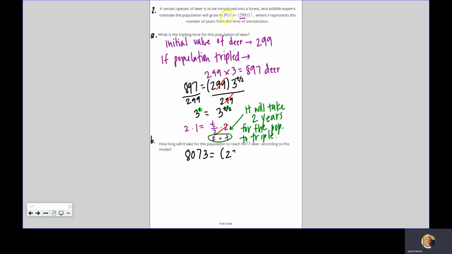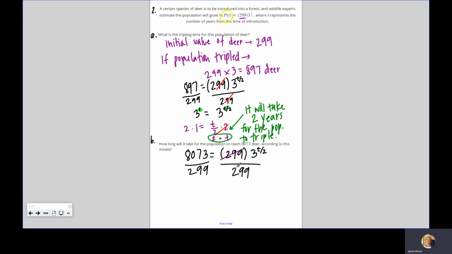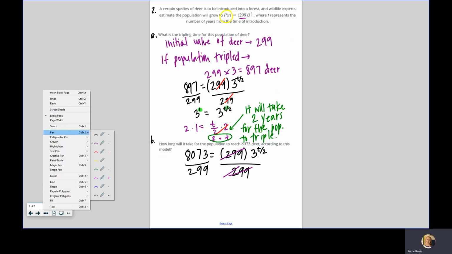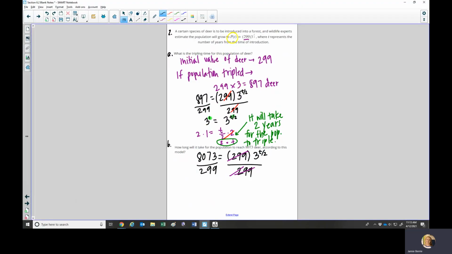Right-hand side's going to stay the same. Okay. Now we're going to solve for t. So approach this the same way. Divide both sides by that coefficient, 299. That was the initial value. So that cancels out on the right-hand side. I want to make it clear that it was the whole thing. All right, so let's see, what is 8,073 divided by 299?